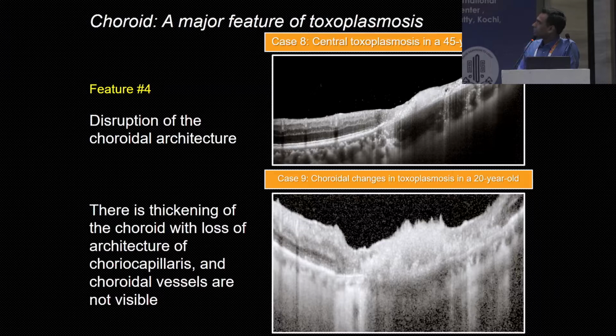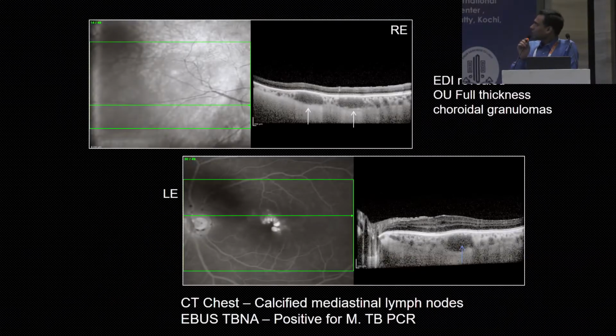Now, the choroid displays major features of toxoplasmosis. Toxoplasmosis is an infection which begins in the nerve fiber layer of the retina and then progresses to involve the choroid also. So there is a disruption of the choroidal architecture. There is thickening of the choroid with loss of architecture of the choriocapillaris, and choroidal vessels are not usually visible. EDI OCT reveals a full thickness choroidal granuloma.